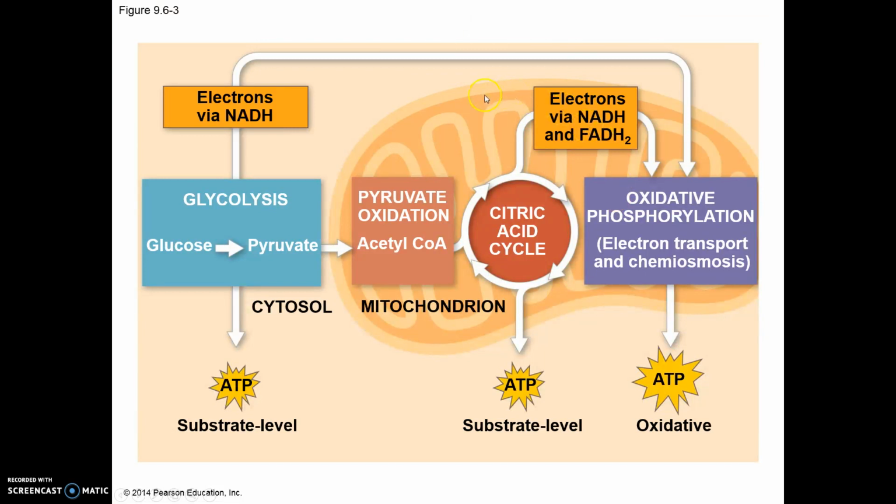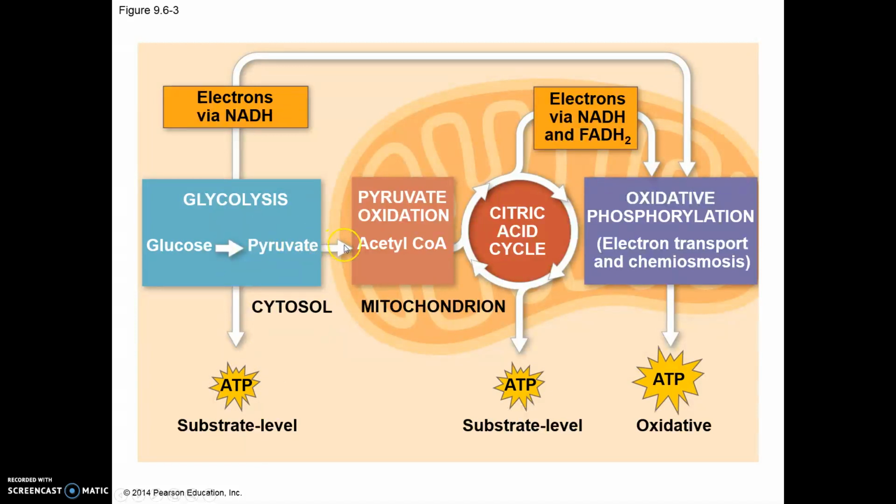So looking at this from a superficial level and thinking about where things actually happen, here we have glycolysis, where we go from glucose to pyruvate. This is all happening in the cytoplasm. And in this step, we gain electrons that we can then transfer, but we also gain some ATP along the way.